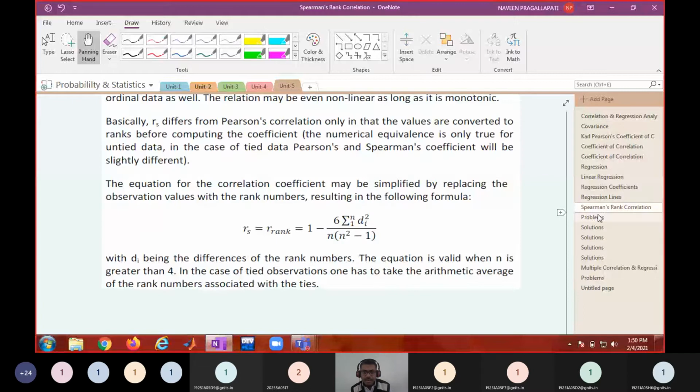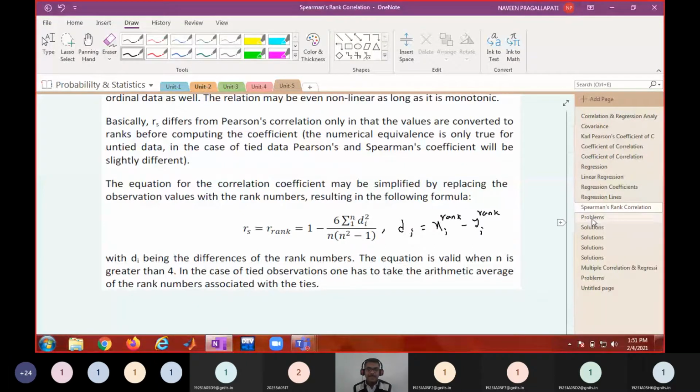All of you make a note of this formula. Spearman's rank correlation is denoted with R, rank, equal to 1 minus 6 into sigma di square by n into n square minus 1. What is n referring to? N refers to the number of data points. And di is xi rank minus yi rank.